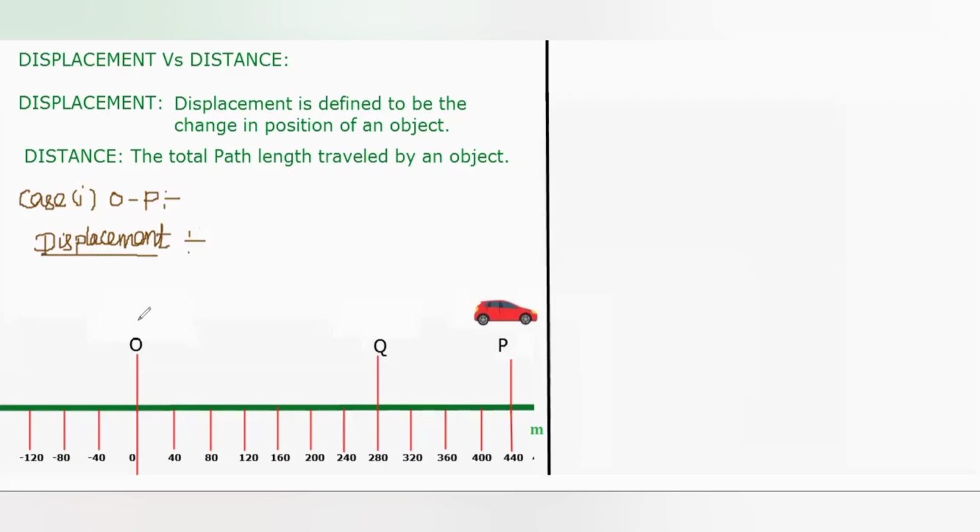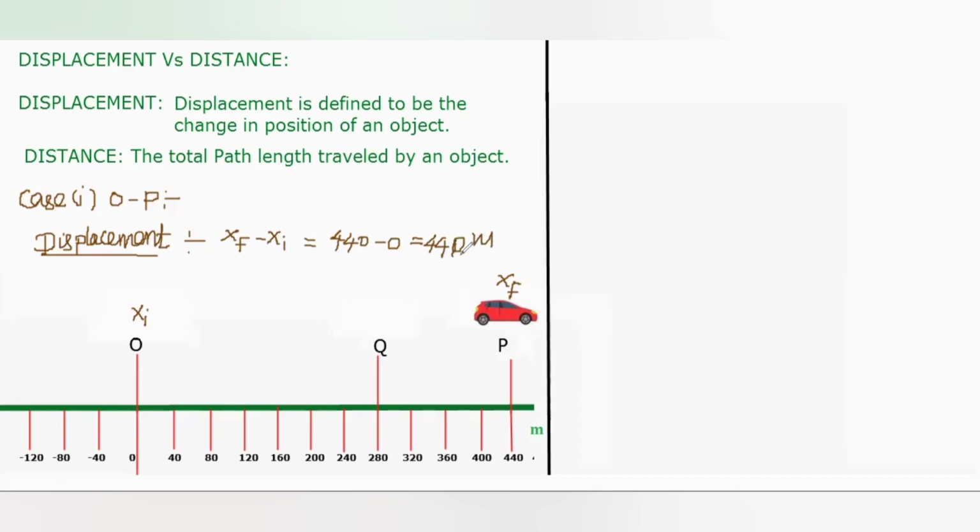Here, for this case, the origin, that is the initial position, and from O, it is going to reach the position P. It means that will be the final position. We know that the displacement is the change in position, that is final position minus initial position. So we can write this as 440 minus 0.